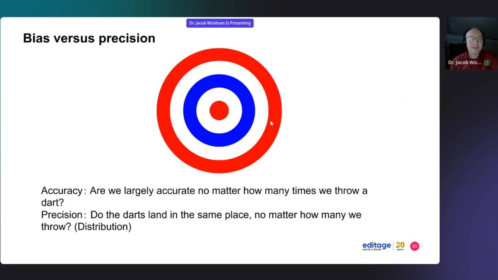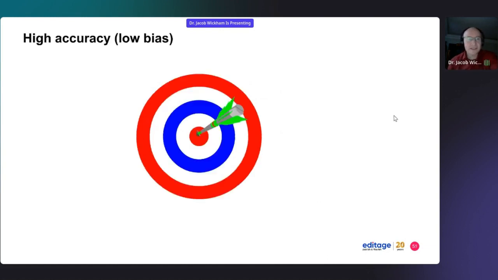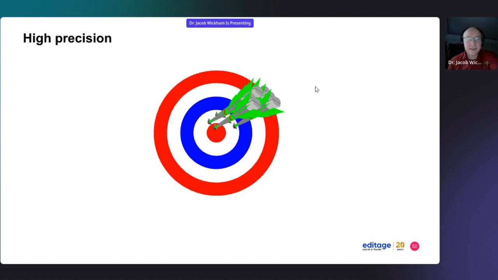So bias versus precision. Accuracy is how largely accurate we are no matter how many times we sample, and are you getting close to the target? And precision is, do the darts land in the same place no matter how many times we throw it? And that's your distribution of your data. So this is high accuracy with low bias when you're hitting the target. And this is if you have multiple measurements and all the measurements are very close to each other. These are very highly precise data.